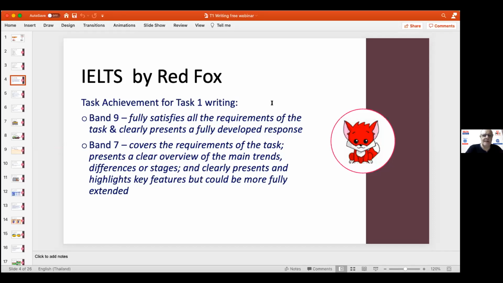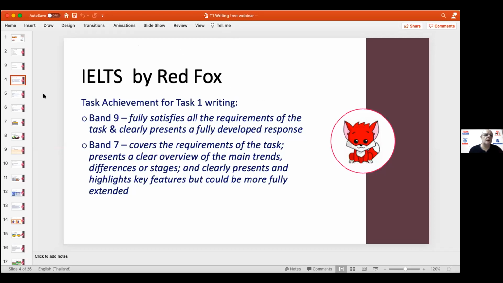So what does band 7 say? Here we have to cover the requirements of the task, present a clear overview of the main trends, differences, or stages, and clearly present and highlight key features. But the answer could be more fully extended. So, as you can see, there is still a little margin for error in the criteria, even when we're talking of achieving a band 7.